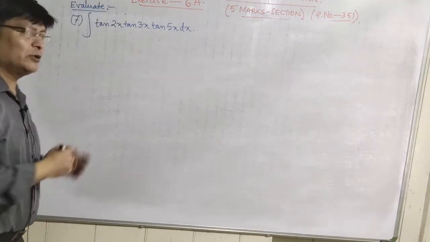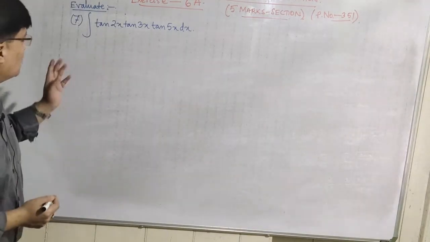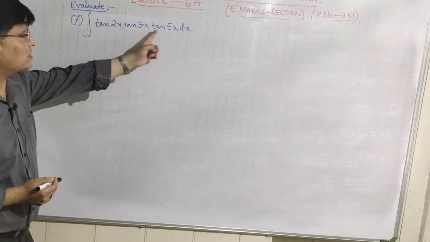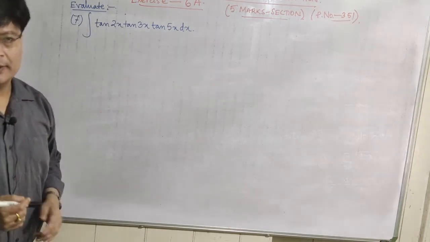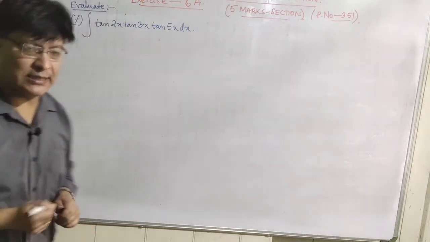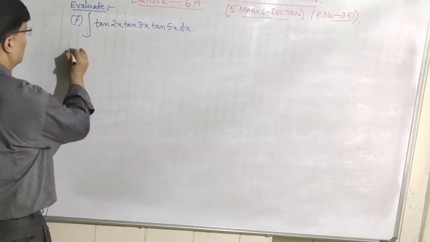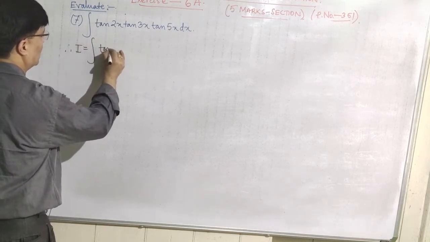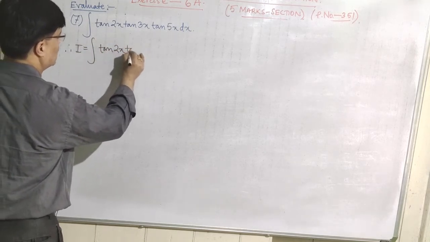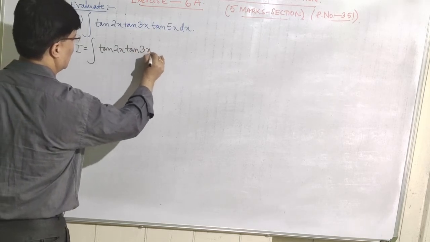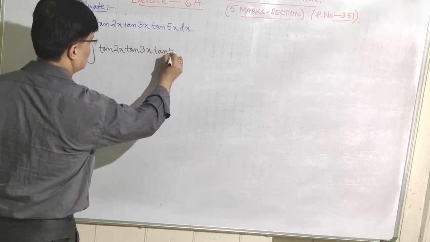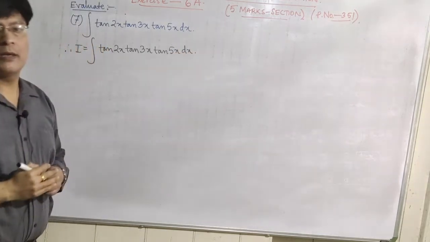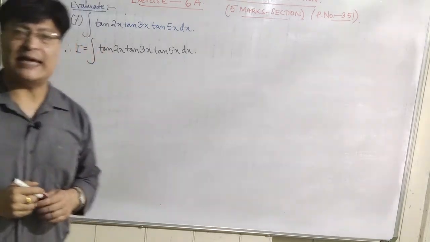So now we'll do question number 7. You have to evaluate the integral of tan 2x tan 3x tan 5x dx. So let us evaluate this integral. First of all, write I is equal to the integral of tan 2x tan 3x tan 5x dx. But you cannot integrate it directly.